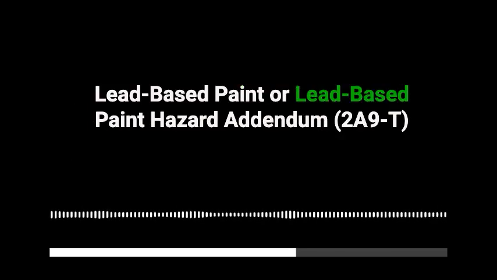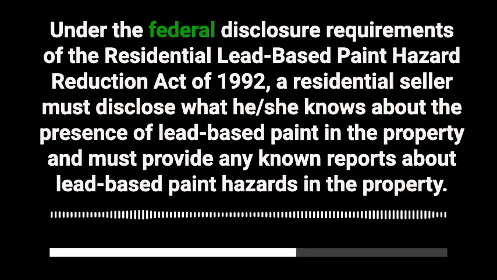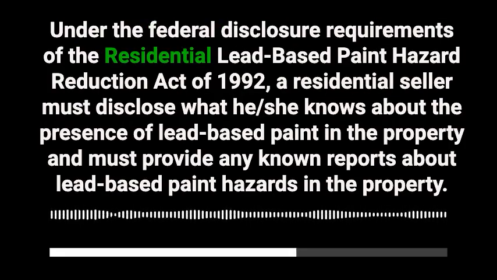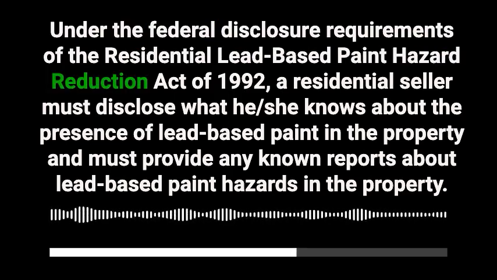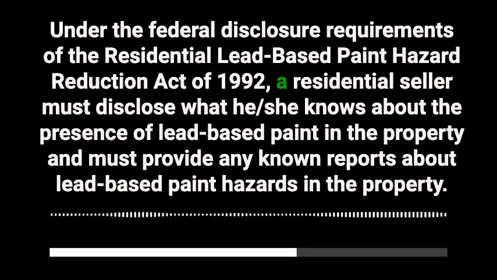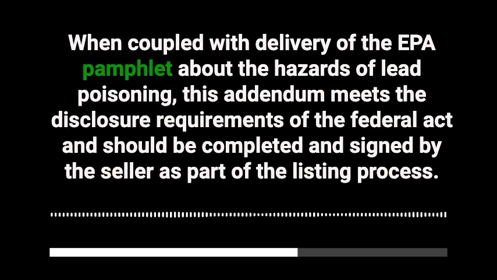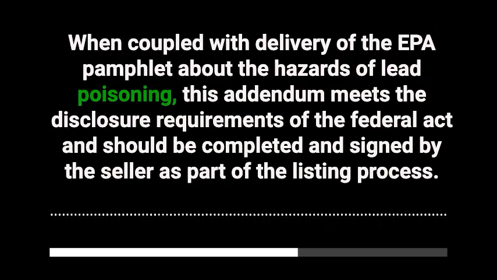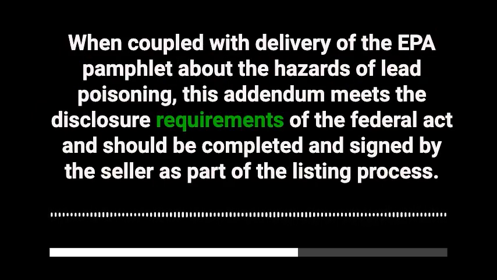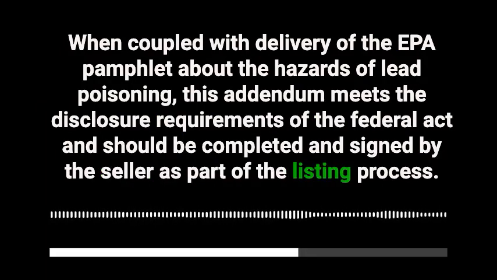Lead-Based Paint or Lead-Based Paint Hazard Addendum. Under the federal disclosure requirements of the Residential Lead-Based Paint Hazard Reduction Act of 1992, a residential seller must disclose what she knows about the presence of lead-based paint in the property and must provide any known reports about lead-based paint hazards in the property. When coupled with delivery of the EPA pamphlet about the hazards of lead poisoning, this addendum meets the disclosure requirements of the Federal Act and should be completed and signed by the seller as part of the listing process.